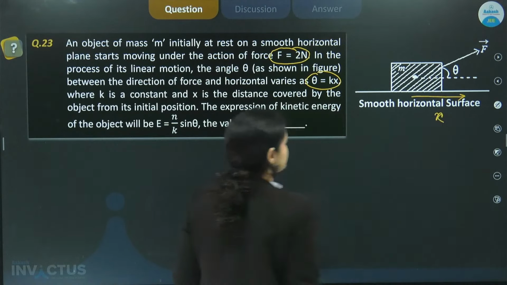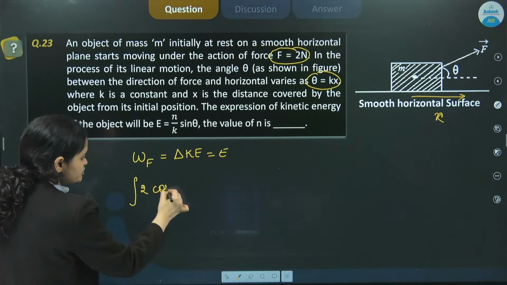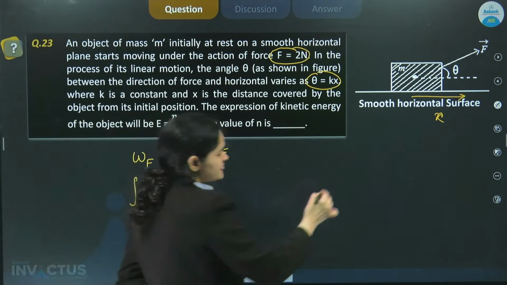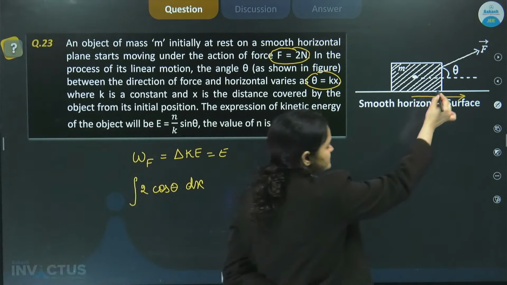Now work done by this force can be written as magnitude is 2. The horizontal component will be 2 cos theta times dx if the displacement is along this direction, and theta is given as kx. So this is what we get as E. Now the limits are from 0 to x. So this gives you 2 times of, this is kx. Alright, so this is 2 by k times of sine kx.